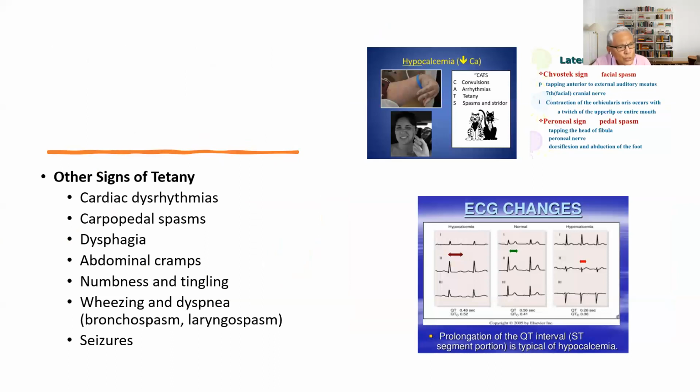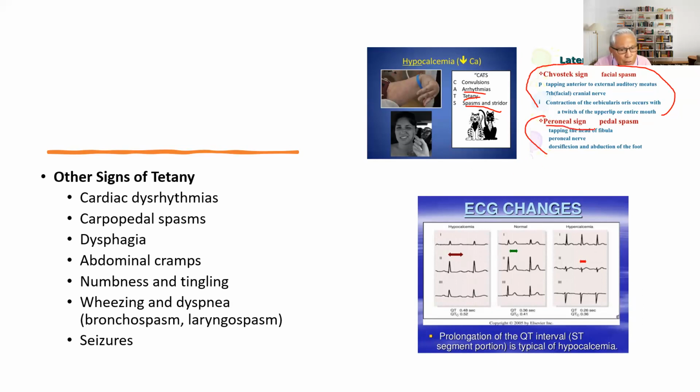Okay, so just in the event that you are going to forget the signs and symptoms of hypocalcemia, remember CATS: convulsions, arrhythmias, tetany, spasms, and stridor. These are going to be manifestations of hypocalcemia. And then, of course, your Chvostek sign is going to be your facial spasm, and your Trousseau sign is going to be another one.